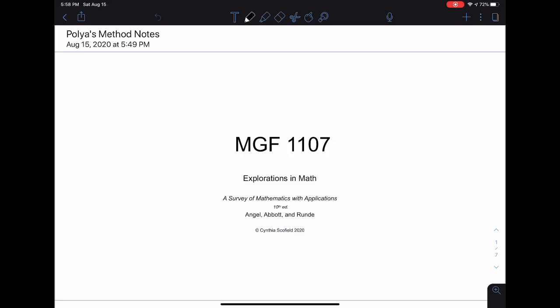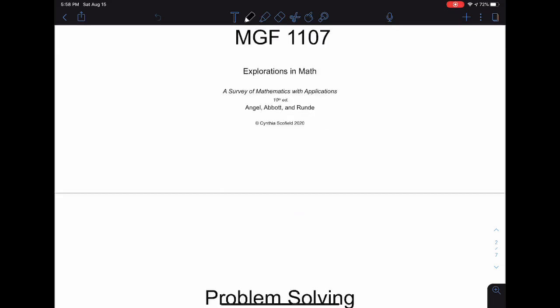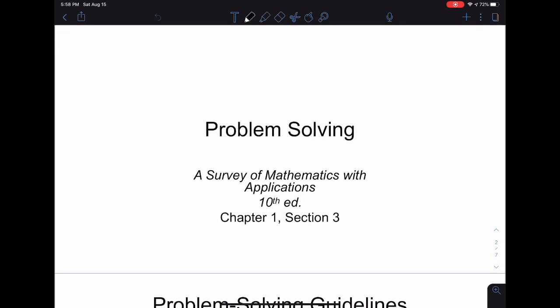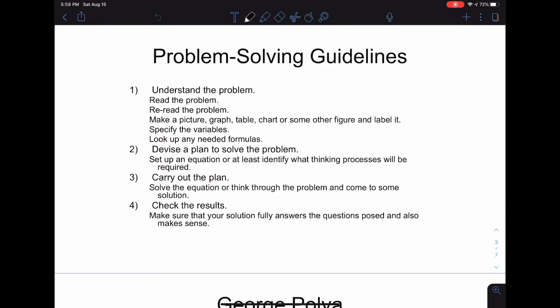So let's go. Let's dive right into the first thing we're going to look at here, and that is problem solving. In the current book, chapter 1, section 3, but again, if you're in a different book, don't worry, still the same concepts. Okay, so diving into problem solving, we are going to be using a 4-step process as it is written here.